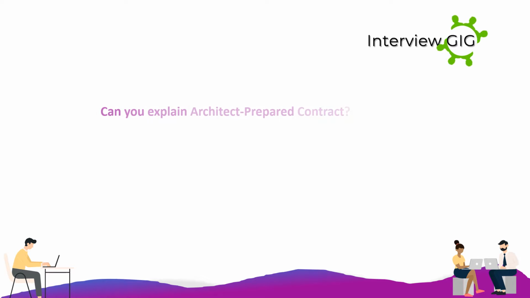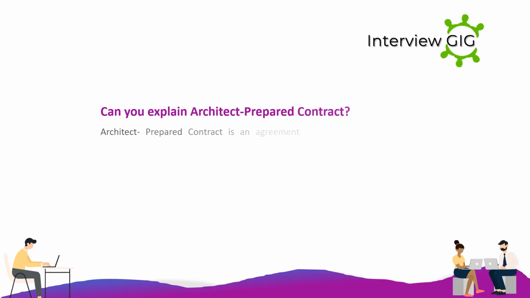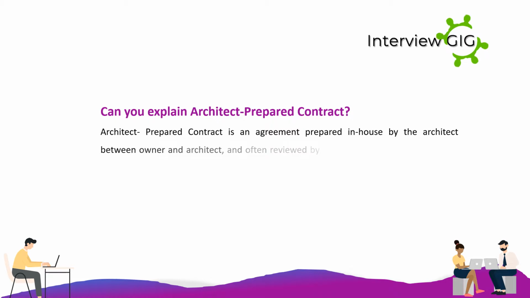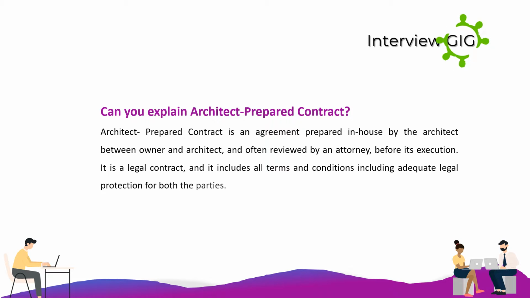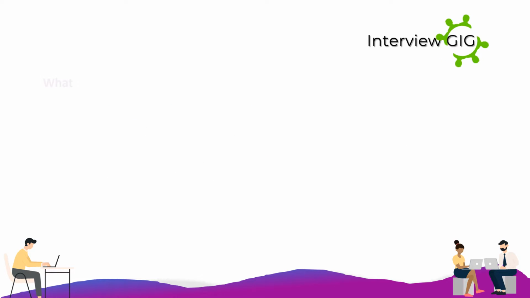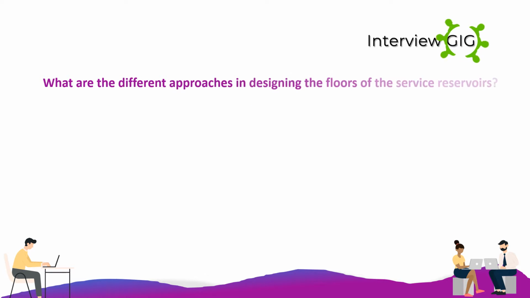Can you explain an architect-prepared contract? An architect-prepared contract is an agreement prepared in-house by the architect between owner and architect, and often reviewed by an attorney before its execution. It is a legal contract, and it includes all terms and conditions, including adequate legal protection for both the parties.